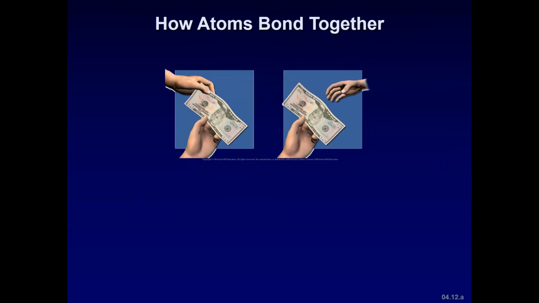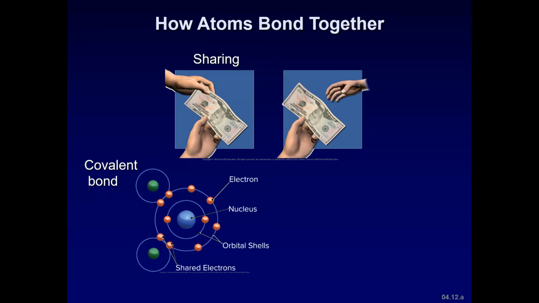All right, let's talk about how atoms bond together. Well, one way is by sharing, and these are covalent bonds. Those are relatively strong, as in a diamond. Okay, so we've got this $50 bill, and two different people are holding the $50 bill, and they're sharing electrons. That's a strong bond, okay? That's a covalent bond.